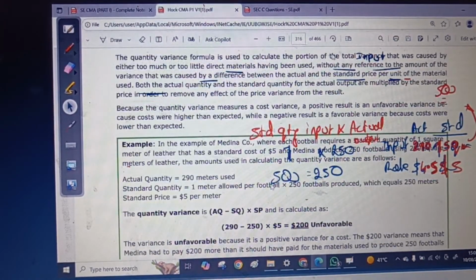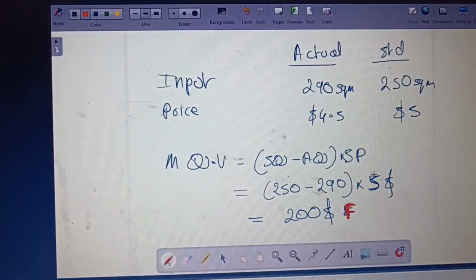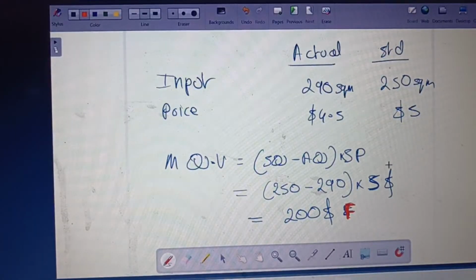There is a cost. Raw material, there's a cost. So cost is increasing. Why unfavorable? Because cost is increasing. That's correct. But why unfavorable?